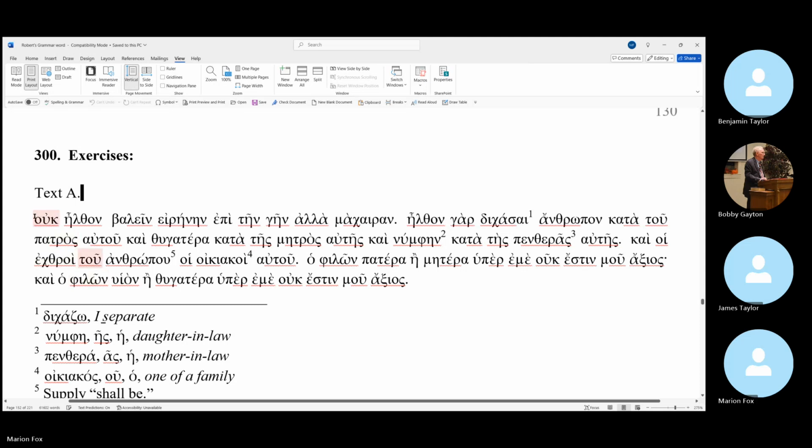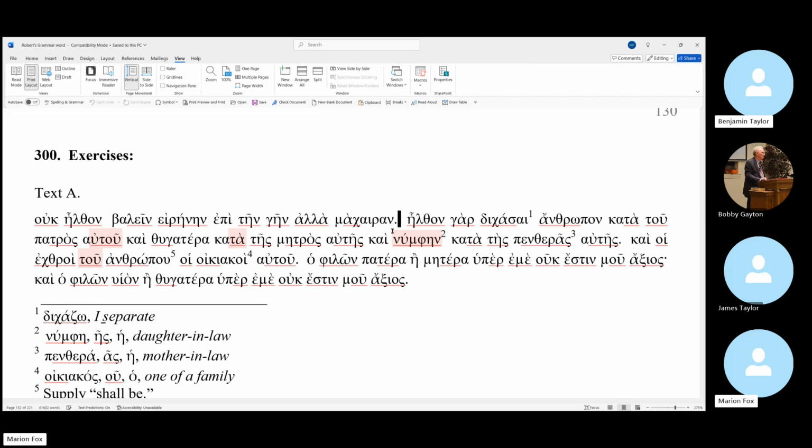Let's see. Benjamin, can we lean on you to do the first one all the way down to where my mouse is? Yes, sir. Ouk elthon balein eirenen epi tes ges alla machairan. I did not come to cast peace on the earth, but a sword. A sword.